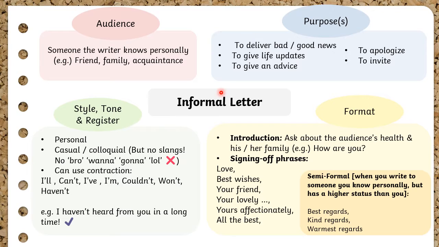For an informal letter, usually the audience is someone the writer knows personally. So for example, maybe their friends or their family or acquaintance. Acquaintance means it's someone that you know, okay? So not necessarily your friend or family, but just someone that you know quite well. And maybe sometimes you meet during Hari Raya and so on, okay? So that is usually the audience for informal letter.